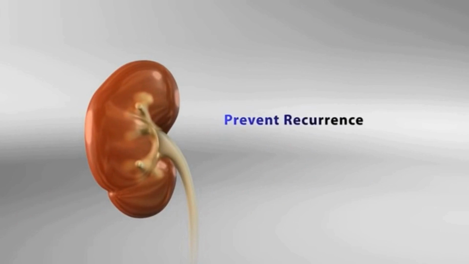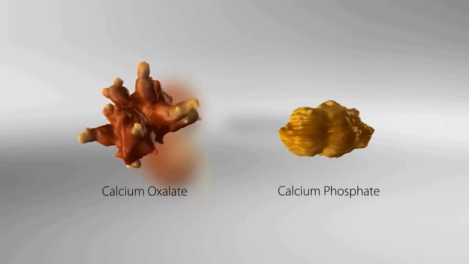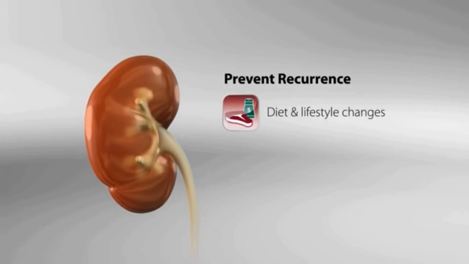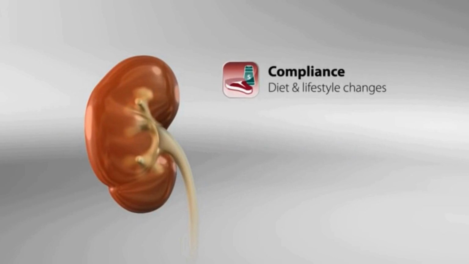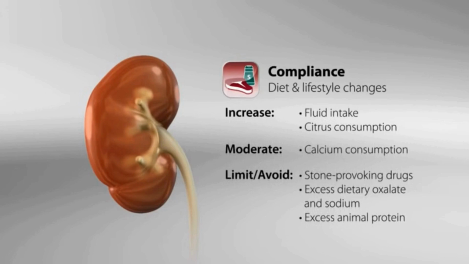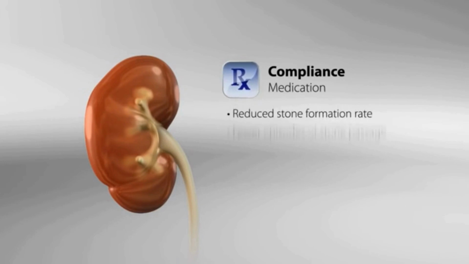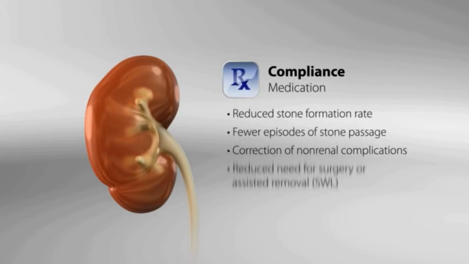There is no cure for kidney stones, but once an acute episode has been resolved, the key to therapy is simple: preventing recurrence. Fortunately, the most common stones, calcium oxalate and calcium phosphate, can be effectively managed with a combination of diet and lifestyle changes and medication. Compliance with proven management guidelines, such as increasing fluid intake and avoiding stone-promoting foods, can significantly reduce stone recurrence. Medical therapies, such as thiazide diuretics and potassium citrate, are also highly effective in appropriate patients and can reduce the need for expensive assisted stone removal procedures, such as shockwave lithotripsy, SWL.